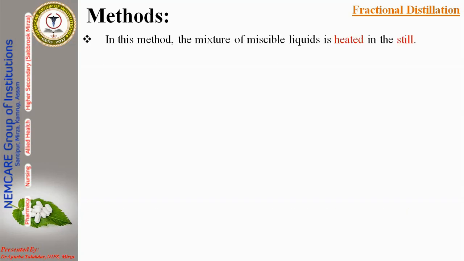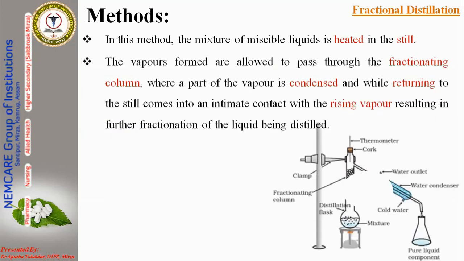In this method, the mixture of miscible liquids is heated in the still, then the vapor formed is allowed to pass through the fractionating column, where a part of the vapor is condensed, and while returning to the still, it comes in intimate contact with the rising vapor, resulting in further fractions of the liquid being distilled. As you can see in this diagram, the liquid will be boiled here.